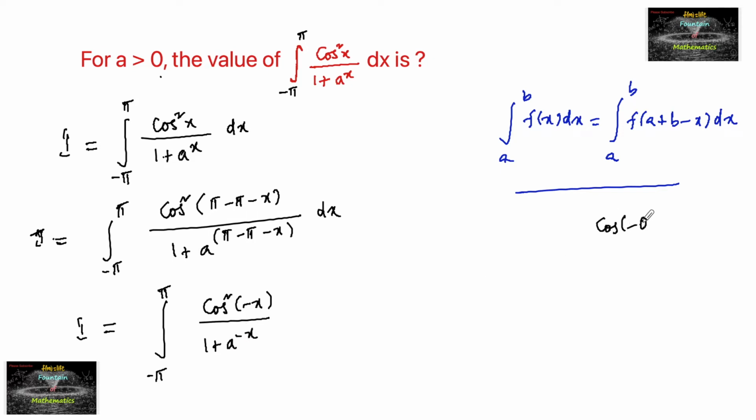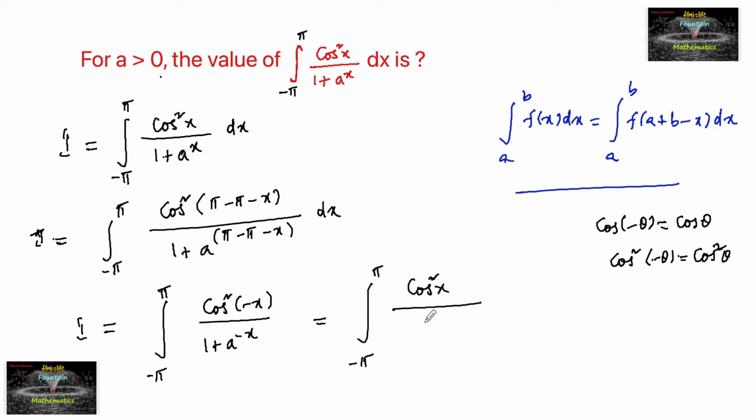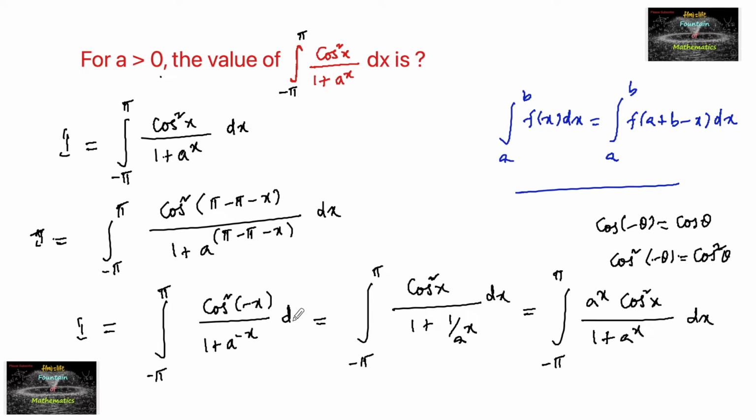And since we know that cos of minus theta is equal to cos theta, or cos square of minus theta is equal to cos square theta, we can write cos square of minus x as cos square of x. So that is the integral from minus pi to plus pi of cos square x upon 1 plus a to the power of minus x. By taking LCM, 1 upon a to the power of x, this can also be written as the integral from minus pi to plus pi of a to the power of x into cos square x upon 1 plus a to the power of x dx. Let us call this equation 1 and this equation 2.